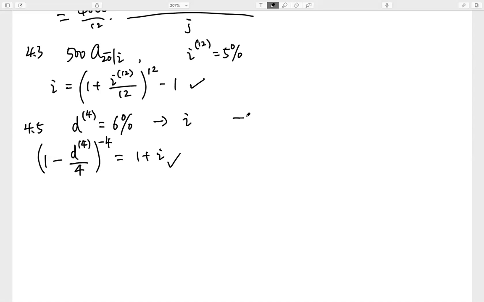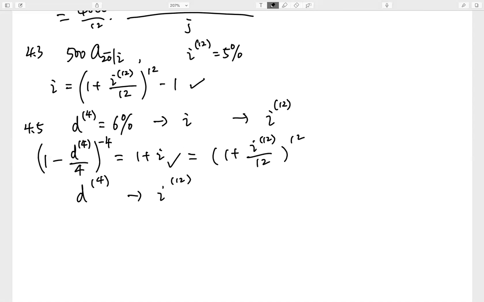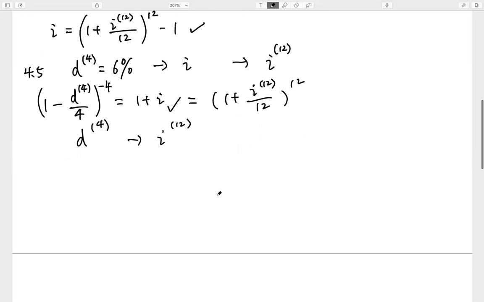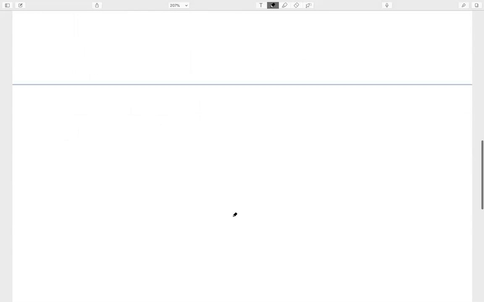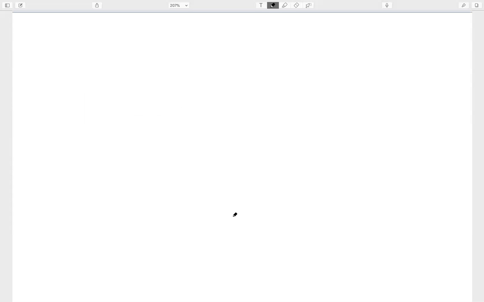I can even ask you, what would be the nominal interest rate convertible monthly, right? Then once you get this, you will need to keep writing. So from here, I go from d4 to i12. Please complete all the details. The solutions are given in the back of the textbook. You can actually access.